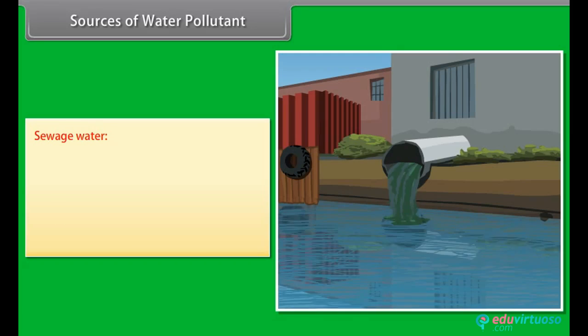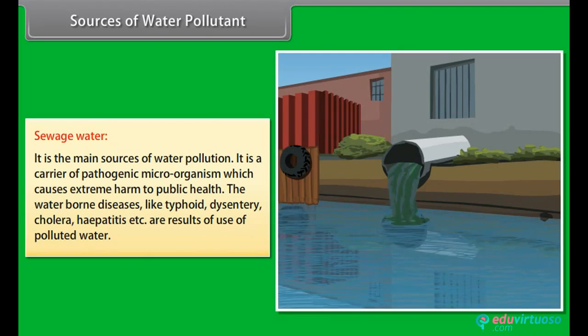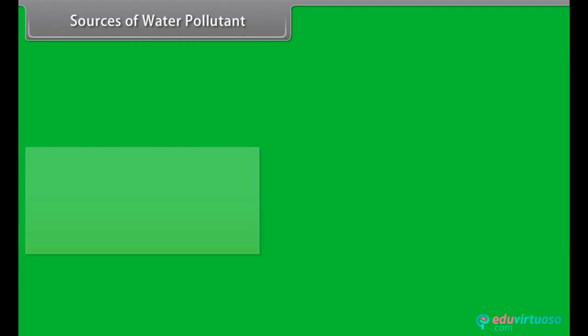Sewage water. It is the main source of water pollution. It is a carrier for pathogenic microorganisms which cause extreme harm to public health. Waterborne diseases like typhoid, dysentery, cholera, hepatitis, etc. are results of the use of polluted water.